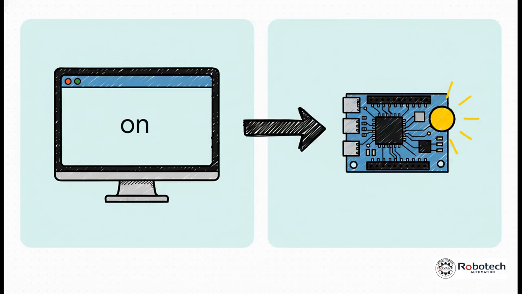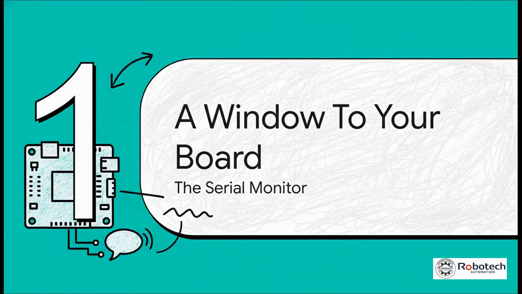Okay, so check this out. This is the magic trick we're aiming for today. We're going to build a project where you type a simple word, just "on", into your computer, and a physical LED on your board just lights up. This is your first real step into making things interactive. So, what's the secret sauce here? How do we actually make this happen? Well, we use a built-in tool that's like a direct hotline to our board.